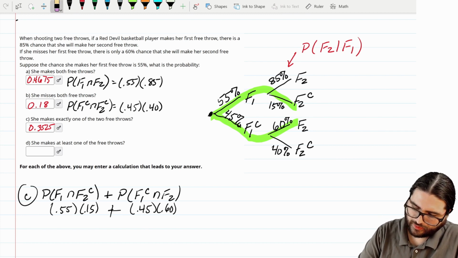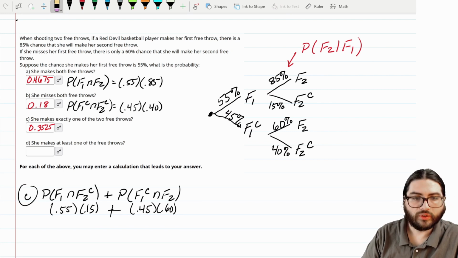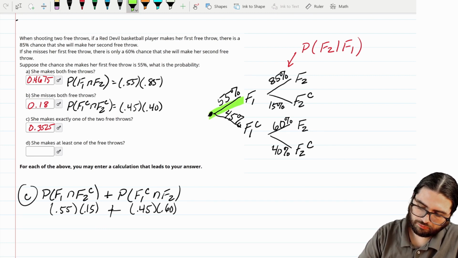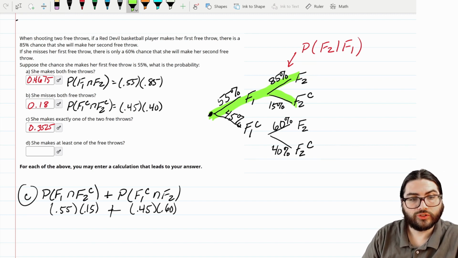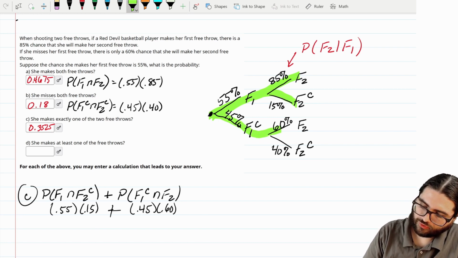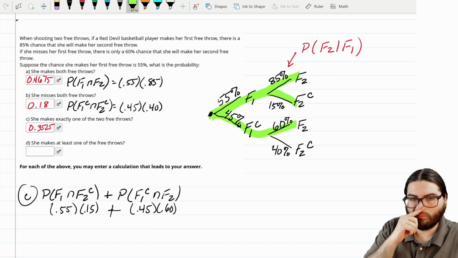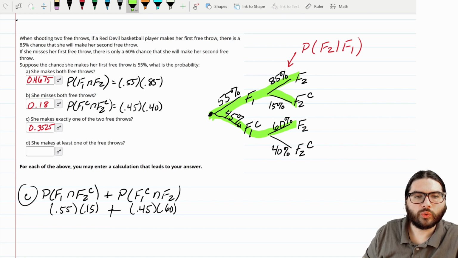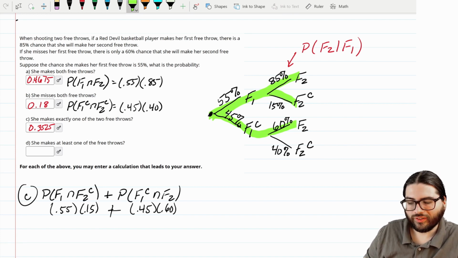So part D, what is the probability that she makes at least one of the free throws? So either one of these, right? Because she could make both. Okay, that's not out of the question. So at least one of them. Or this one. She misses the first and makes the second. The probability that she makes at least one of the free throws is these 3 paths. So I could do it just like I did part C, add together all 3 of these paths. But I see one little piece here that can help me.